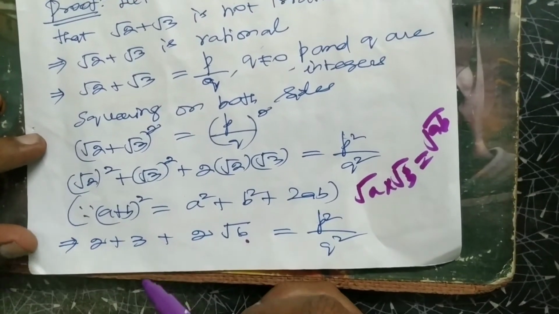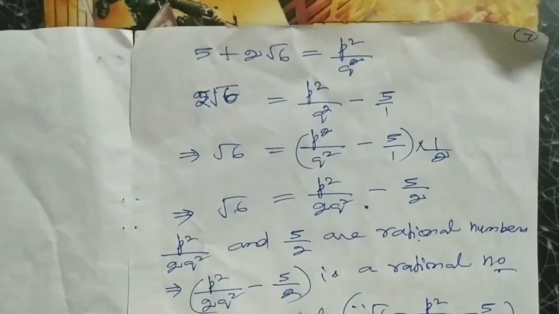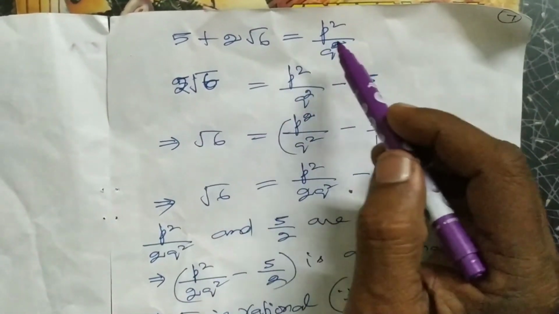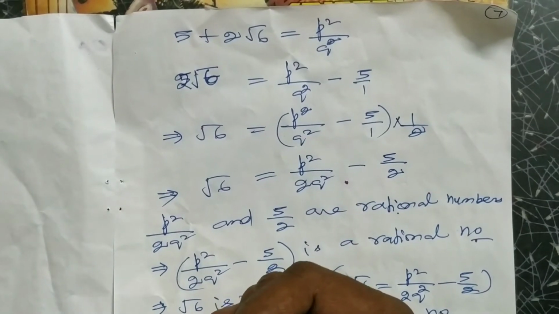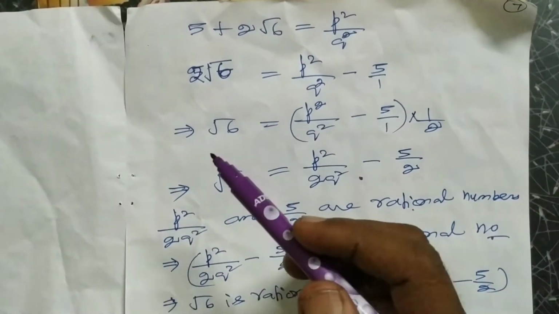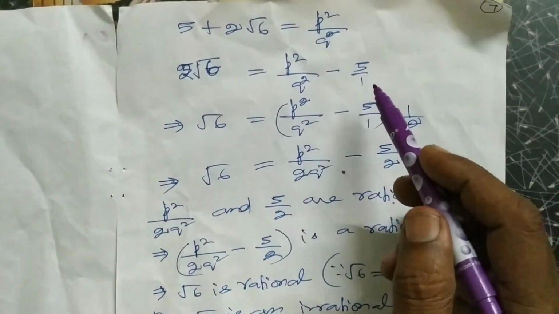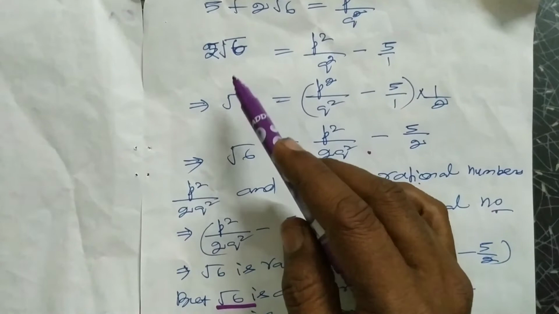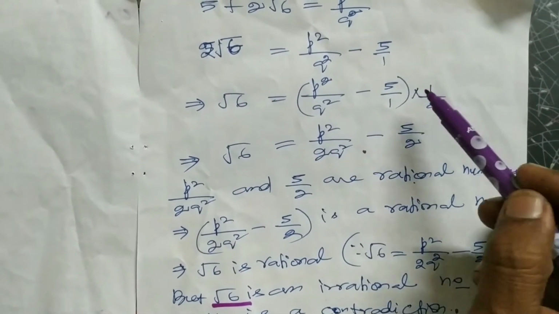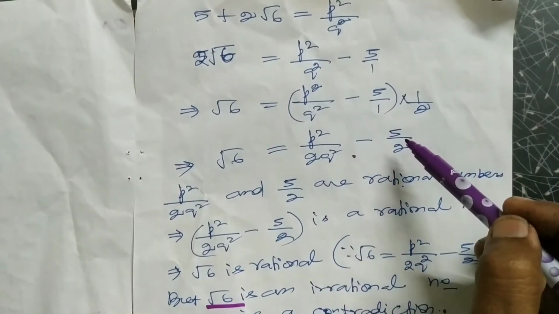2 and 3 are natural numbers, we can add them. 2 plus 3 is 5. 5 plus 2 root 6 equal to p square by q square. Always bring all the rational numbers to one side. Therefore 5 is a rational number, you bring it to RHS, that is 5 by 1. Then still 2 is there. Therefore 2 root 6 equals this, so divide by 2 on both sides, that is 1 by 2. Therefore root 6 equals p square by 2q square minus 5 by 2.